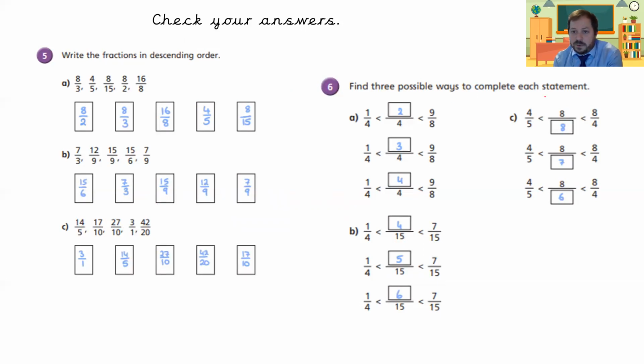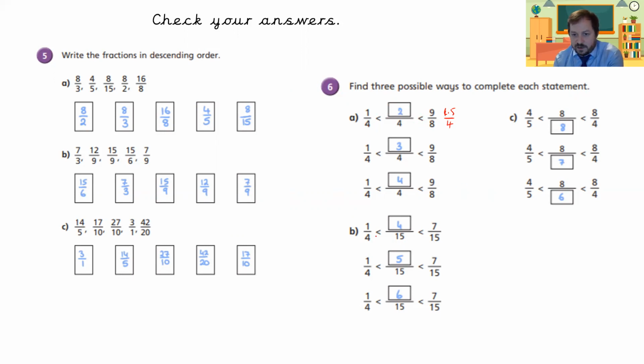Then it says find 3 possible ways to complete your statement. So we've got 4, 4, and 8. So you could make all of these into 8ths and think about it that way. Or you could half this one down to quarters. Half of that is 4.5. So as long as this number isn't bigger than 4.5, it would be fine. So it could be anything from 2 to 4, like it said here, 2 to 4.